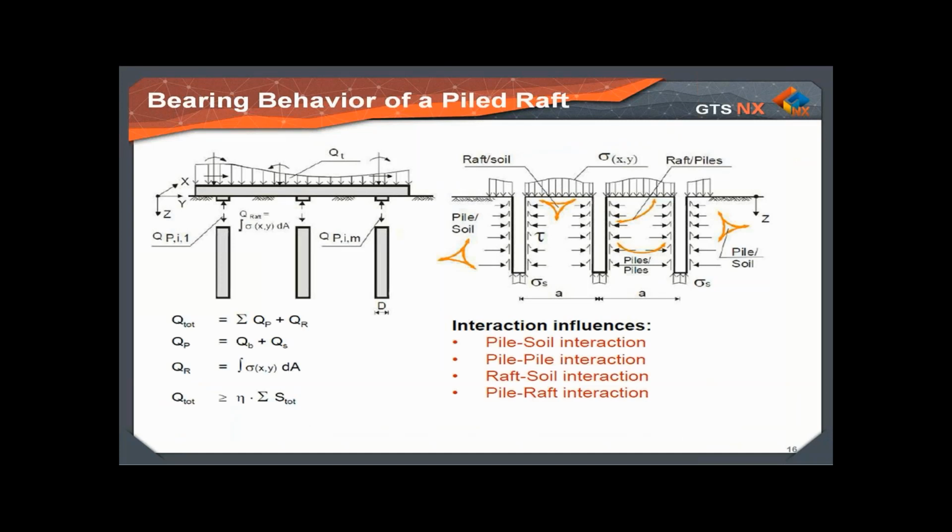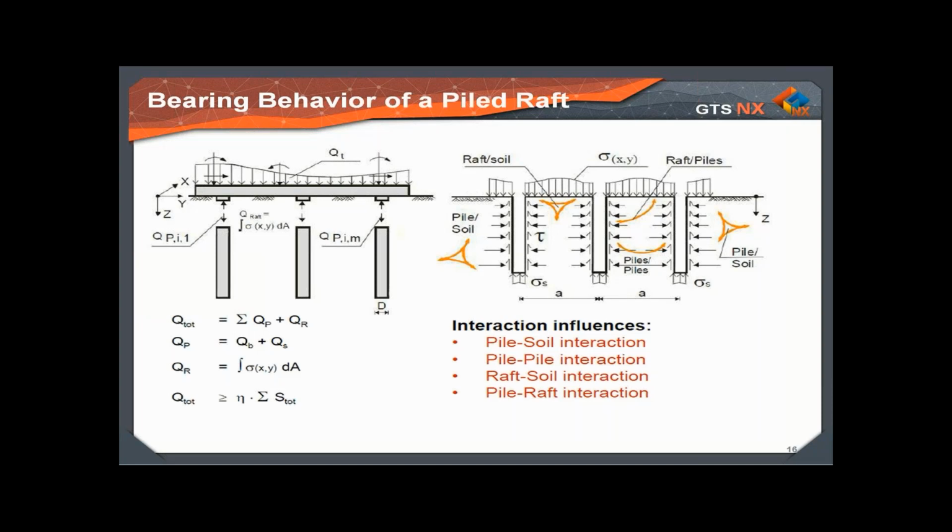Pile raft and their bearing behavior is a very good example for soil structure interaction. If we have a look here on the left side, we have a raft separate from the piles, so the raft itself has its own interactions with the soil around it, and the pile has interactions with the soil around it. And there is interaction between the pile, the raft, and the piles themselves, which is a little bit summarized here on the right side.